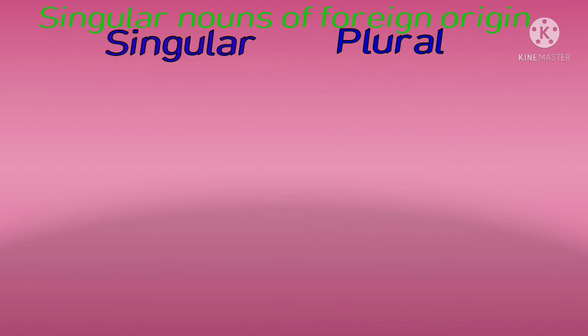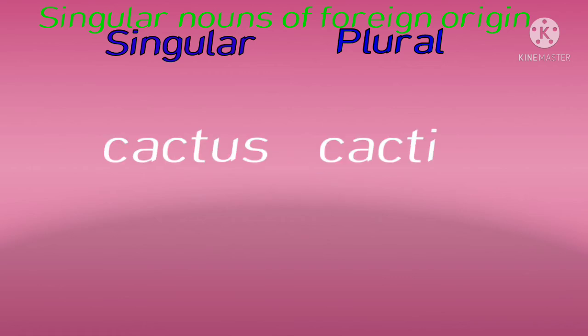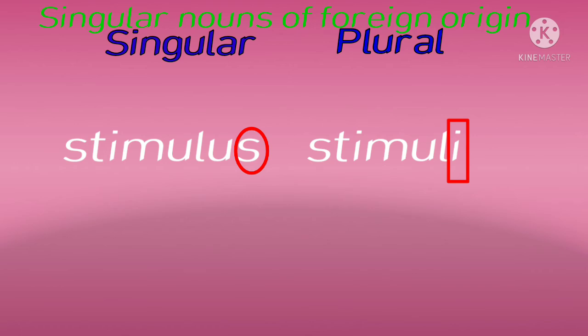Now let us learn how to change singular nouns of foreign origin into plural. For the words ending with us, we have to remove us and add i to make it plural. Say for example, cactus. We have to drop us and add i. That is the plural form of cactus is cacti. Plural form of stimulus is stimuli.